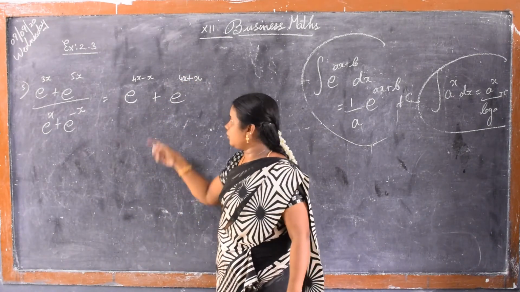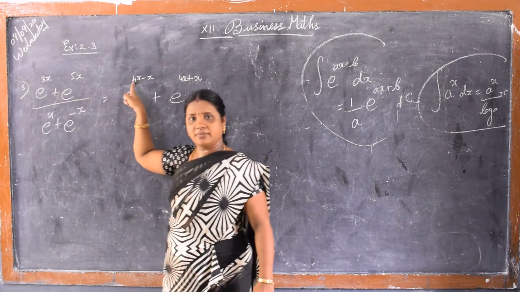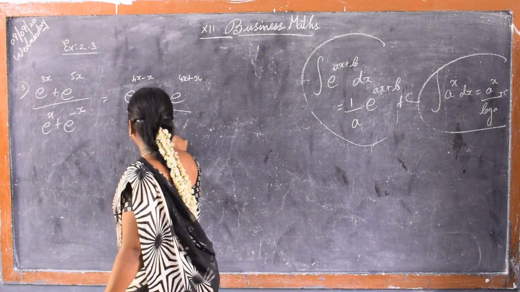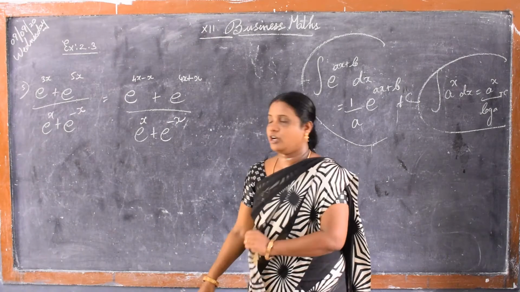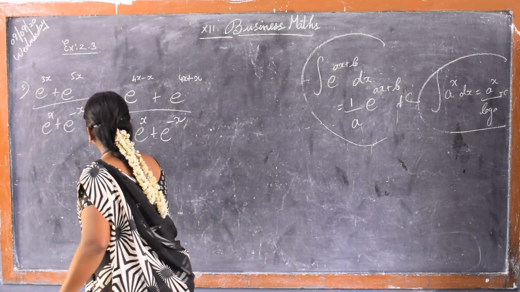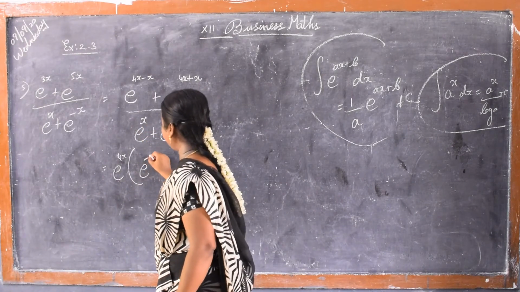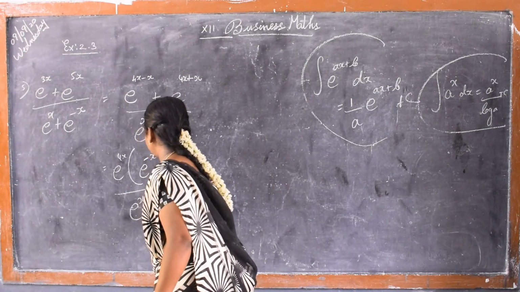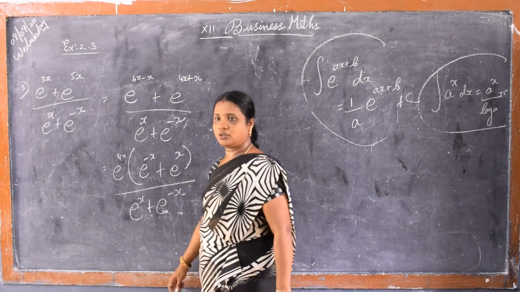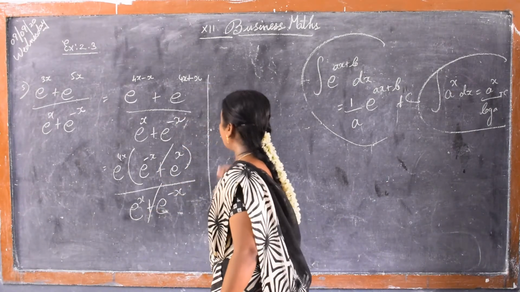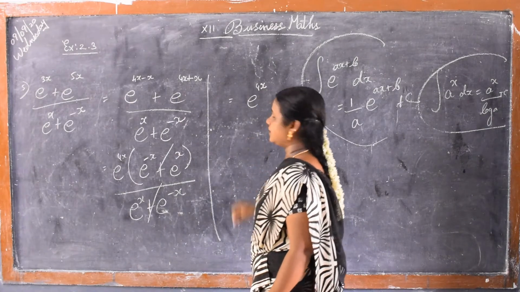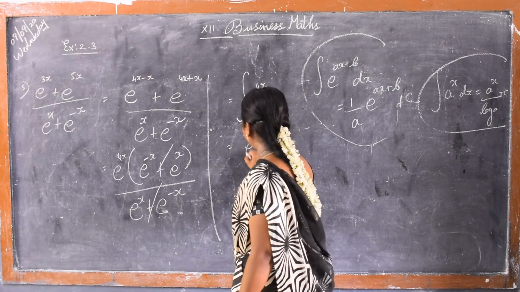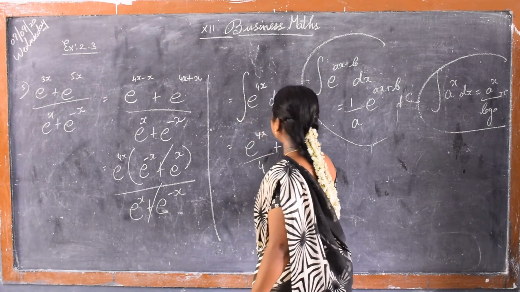What is the major change I am doing here? 3x I am going to write as 4x minus x, 5x as 4x plus x, and the denominator I write as such. Now I am going to take e power 4x outside as common. What is remaining here? e power minus x, and e power x, divided by e power x plus e power minus x. Now you can cancel this. What is remaining? Only e power 4x. Now we have to integrate with respect to x. What is the answer here? e power 4x by 4 plus c.